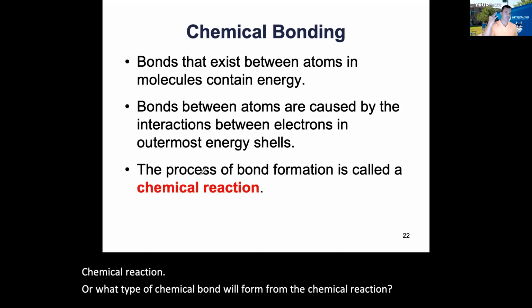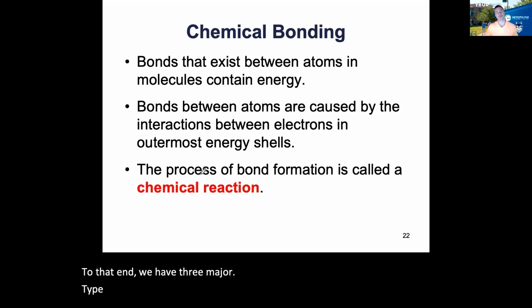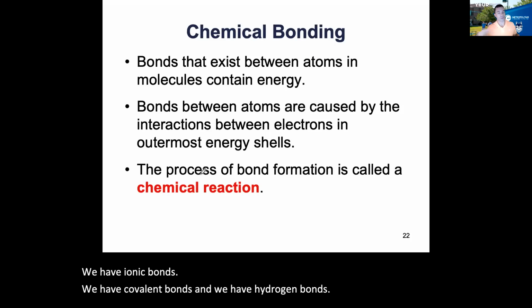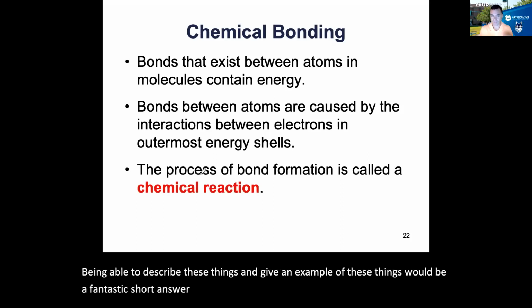To that end, we have 3 major types of bonds that result from chemical reactions. We have ionic bonds, covalent bonds, and hydrogen bonds. Okay, those 3. Would they make a great short answer question on an exam? You betcha. Being able to describe these things and give an example of each would be a fantastic short answer question on an exam.